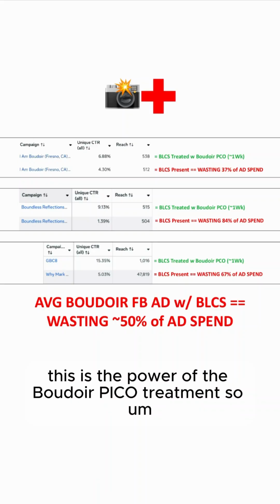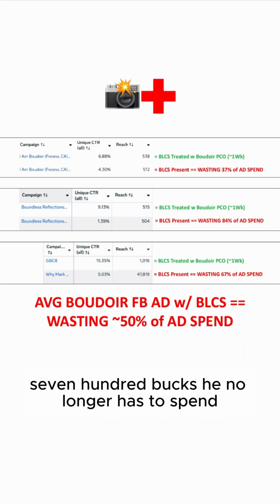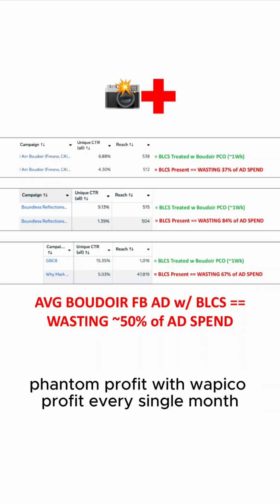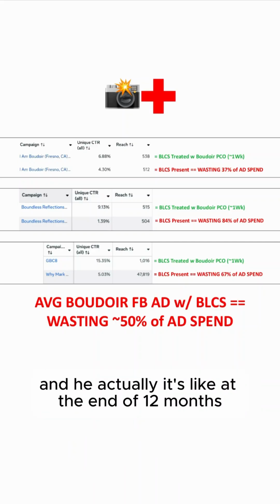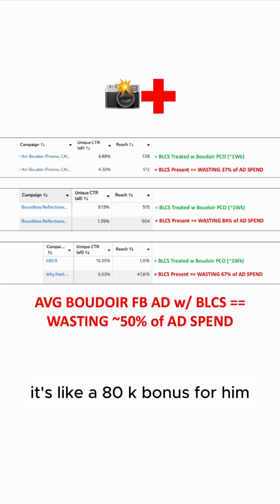And that difference, $6,700, he no longer has to spend. He pockets it. Phantom profit, Boudoir PCO profit. Every single month he profits that because he no longer has to spend it. And at the end of 12 months, it's like an 80K bonus for him.